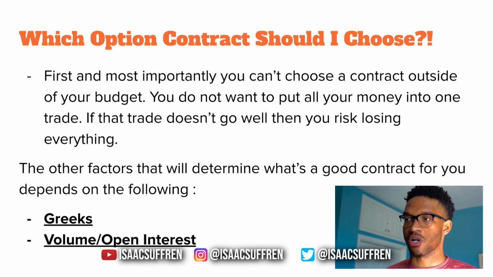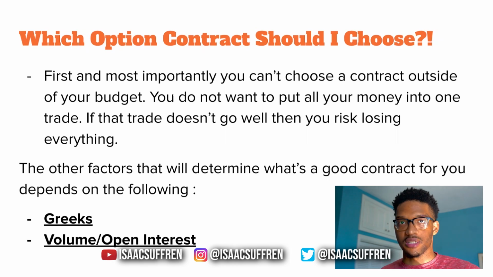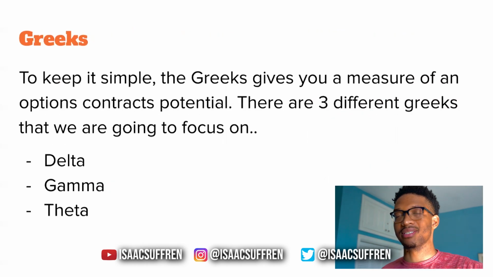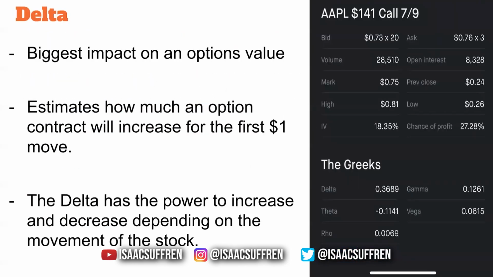So the other factors that will determine what's a good contract for you, or just in general, are the Greeks and understanding what volume and open interest is. So the Greeks, to keep it simple, give you a measure of an option contract's potential. There are three different types of Greeks that we're going to focus on: the delta, the gamma, and the theta. So the delta, this Greek has the biggest impact on an option's value. It estimates how much an option contract will increase for the first $1 move. And the delta has the power to increase and decrease depending on the movement of the stock.